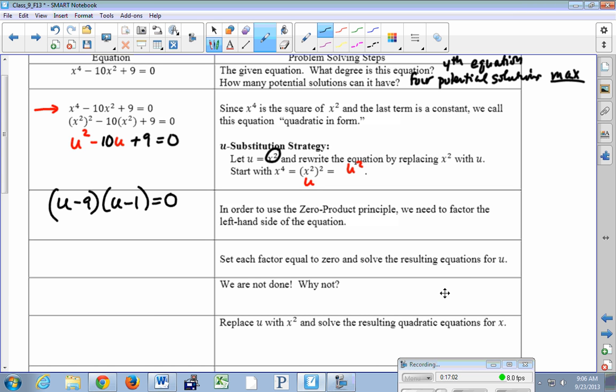Okay, so now you know the drill from here, right? I'm sure you all know what you do next. You set each factor equal to 0. You've done this 100 times already. Well, maybe 55, okay? And then you solve for u. Okay? But are we done? No, because the original equation was for what, in what variable? X, right? The original equation was in x. So we want to solve for x.